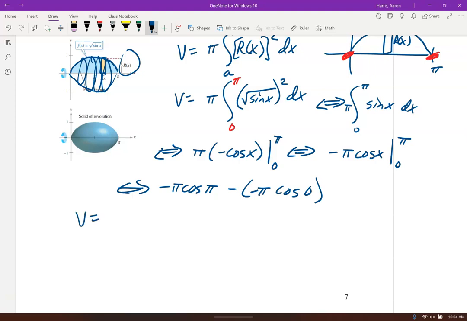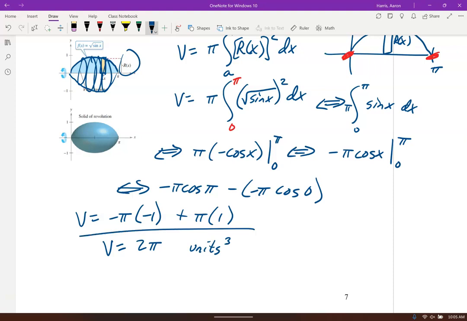So our volume, we got cosine of pi is negative 1. That's a plus pi. Cosine 0 is 1. So it looks like I got pi plus a pi. This thing ends up being 2 pi as our volume of this figure.